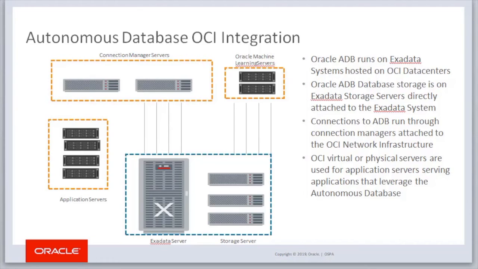When a user or other process connects to the Autonomous Database, the connections are routed through Connection Manager servers that distribute and manage connections into the databases in the Exadata servers. These connection managers are attached and connected to the OCI network infrastructure. Oracle Cloud Infrastructure physical or virtual servers that run applications that leverage databases in Autonomous Database are also a typical but not required component of a fully integrated Autonomous Database cloud stack.